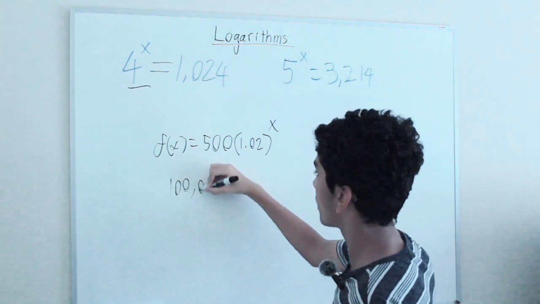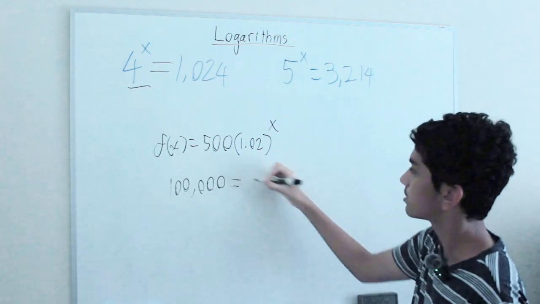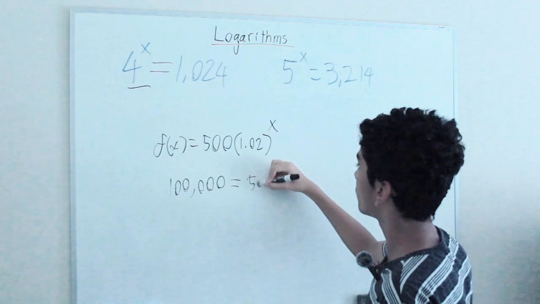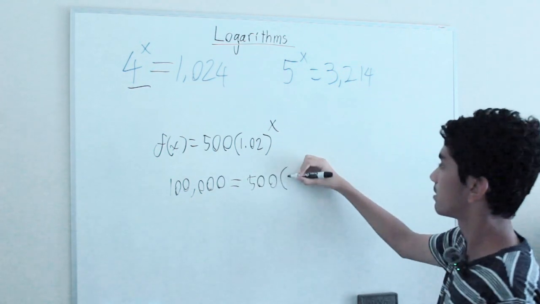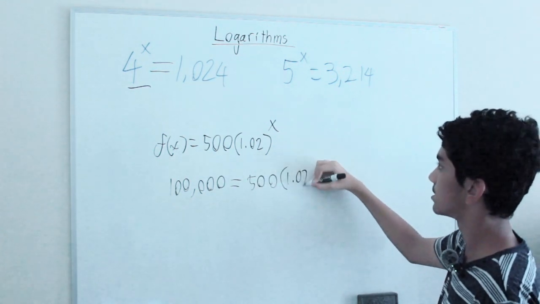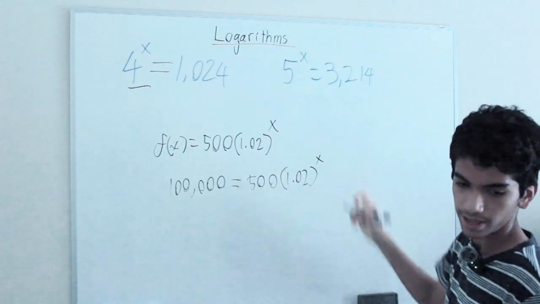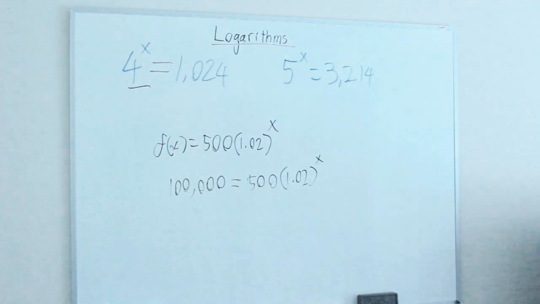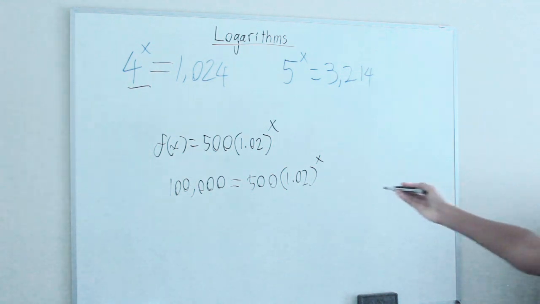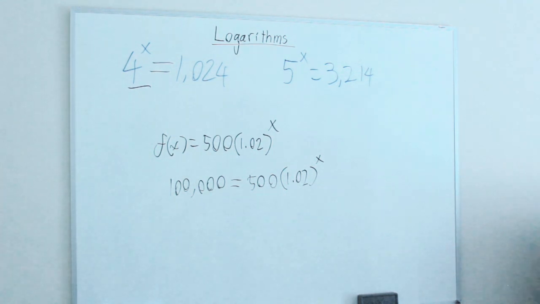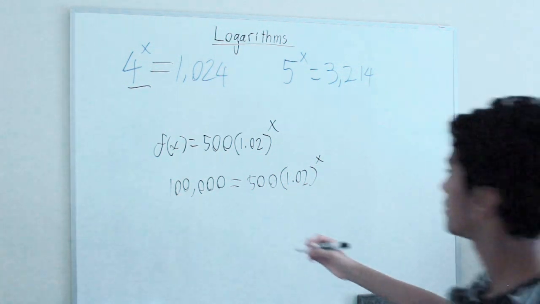So 100,000 is equal to 500 times 1.02 to the power of x. And now we need to use our logarithm to find x, but first this needs to be isolated. So we have to divide 100,000 by 500. That is equal to 20.